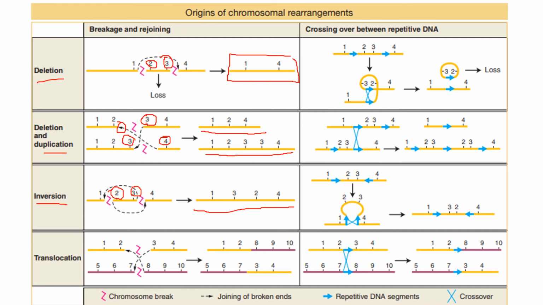For the translocation, which means there is a transfer of a segment or a long segment of broken ends of the DNA. So let us say, for example, the 1, 2 segments are attached to the 8, 9, and 10, and this is the result. Whereas the 5, 6, 7 are attached to the 3 and 4 segments, thus forming 5, 6, 7, 3, 4 segments.